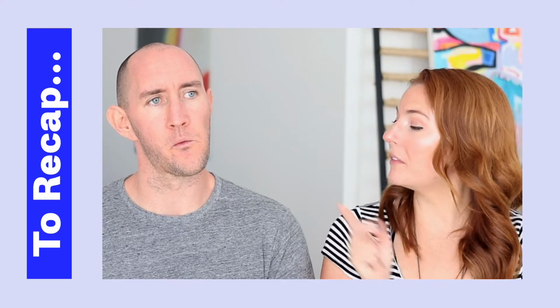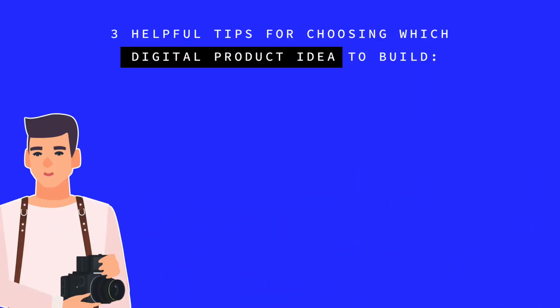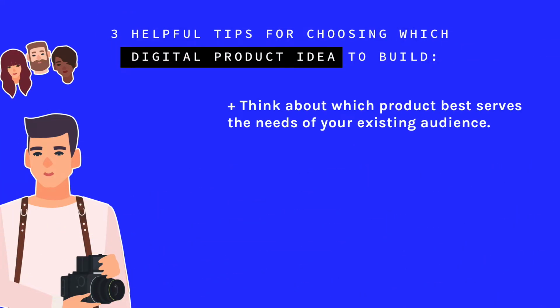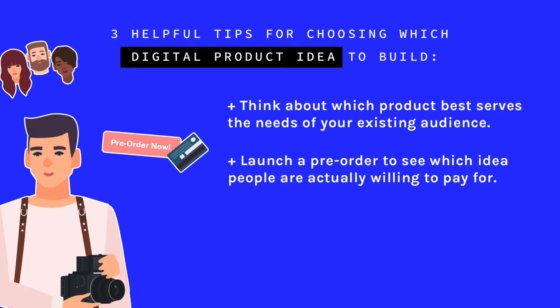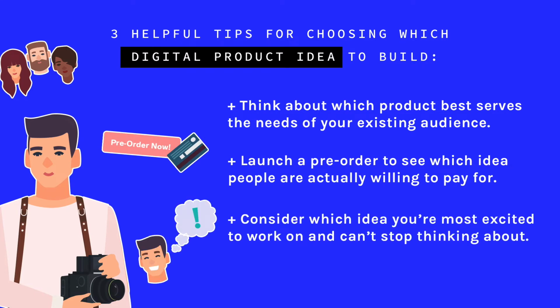What should Scott do if he has multiple digital product ideas? He should think about which product best serves the needs of his existing audience, launch a pre-order to see which idea people are actually willing to pay for, and consider which idea he's the most excited to work on and can't stop thinking about. Look at you. You were actually paying attention.